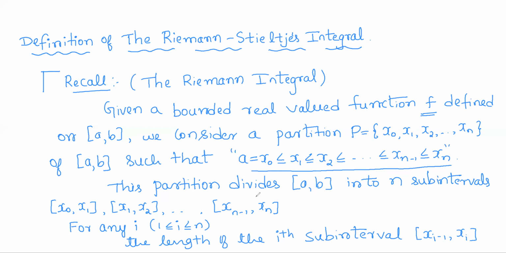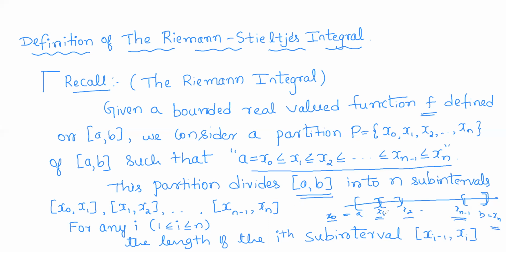So further, this partition divides the closed interval [a, b]. So if this is the closed interval [a, b], then a is nothing but x0, x1, x2, and so on, x_{n-1}, and b is nothing but x_n. So using these finitely many points, I can divide the closed interval [a, b] into some subintervals. So they are n in number: from x0 to x1, x1 to x2, and so on, x_{n-1} to x_n.